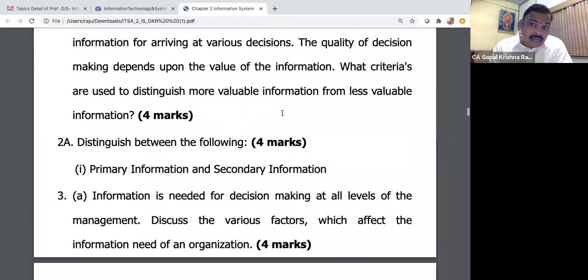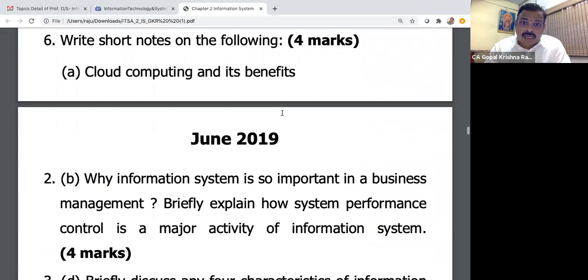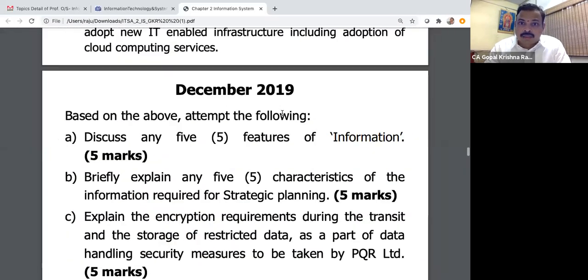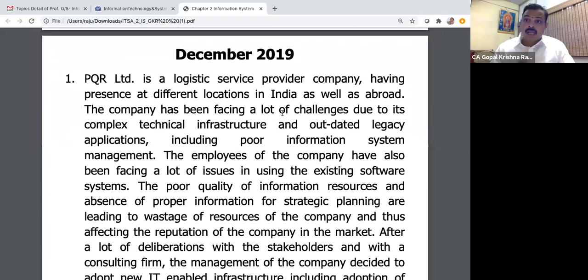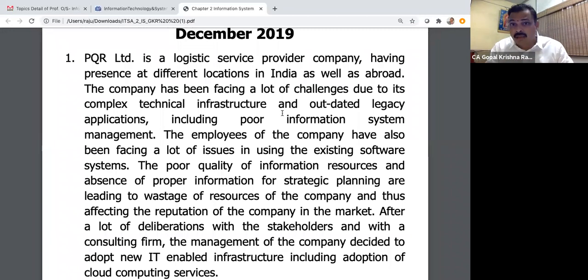Maybe if you look at the latest question paper, I'll show you the latest question paper. Please look at the latest one. This is your latest question paper, December 19. And you will be surprised, guys. They have asked that mandatory 20-mark question. Here it is like a case study question. Please look here. That's the case study.